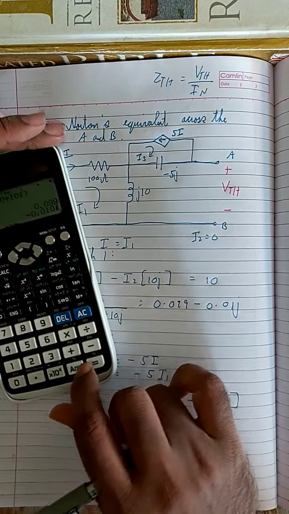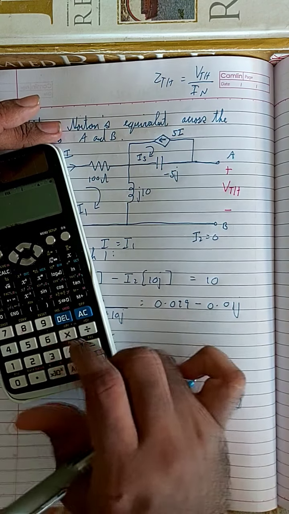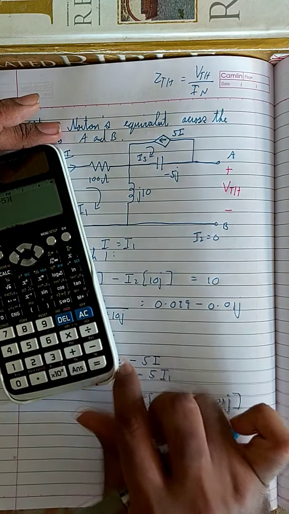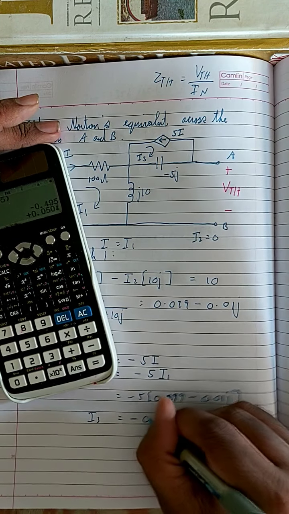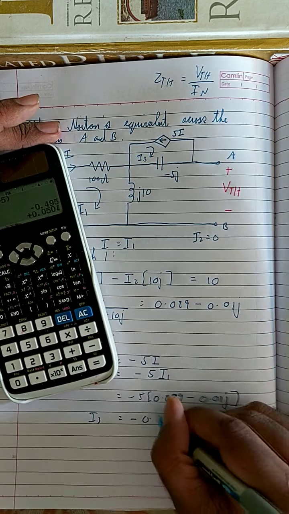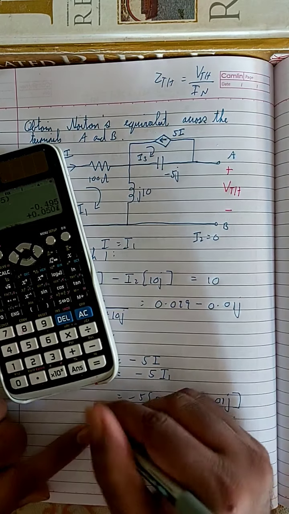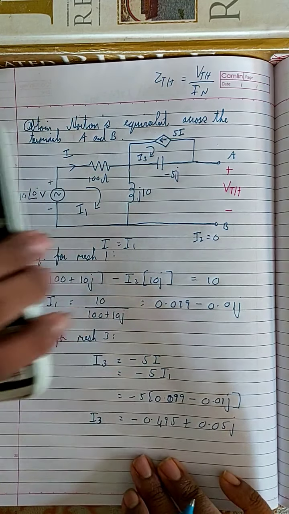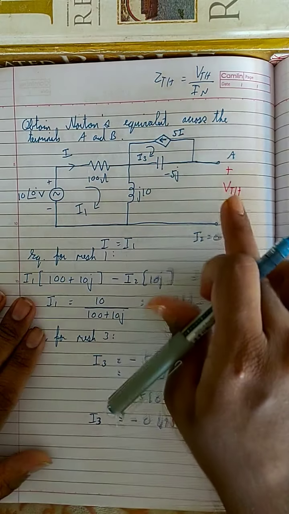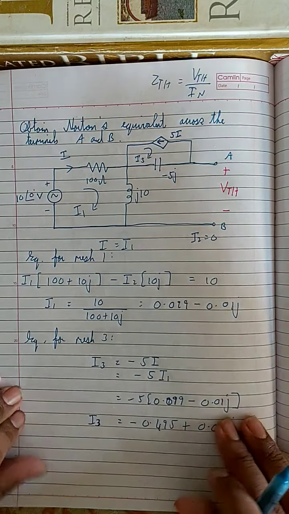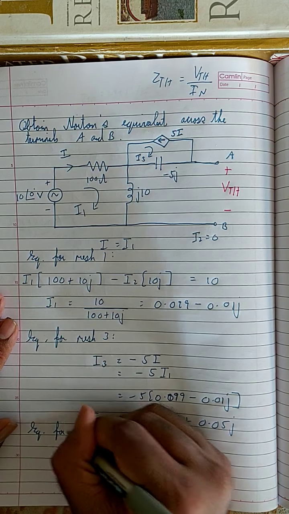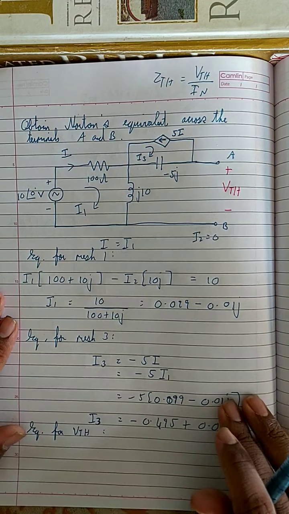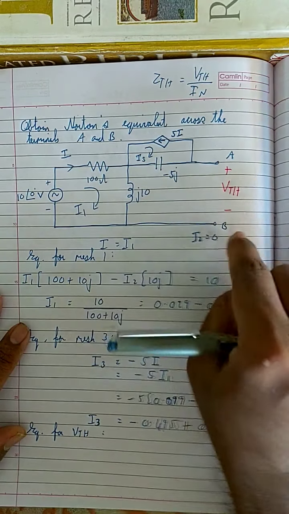So I3 is equal to minus 0.495 plus 0.05J. This is the value of I3. So I now found the value of I1 and I3, but I want to find the value of VTH. So now I write the equation for VTH, which is basically the equation for I2, since I2 is equal to 0.